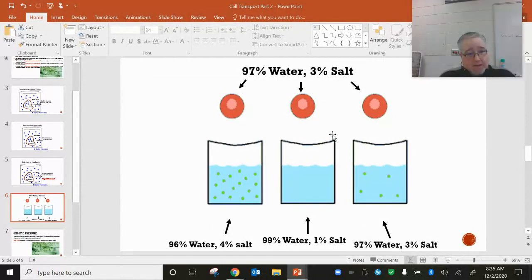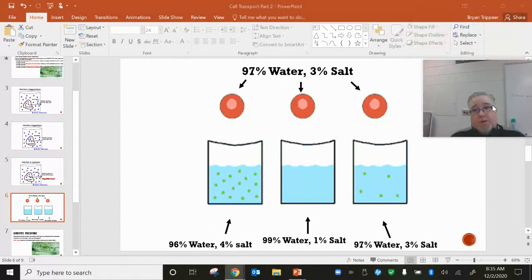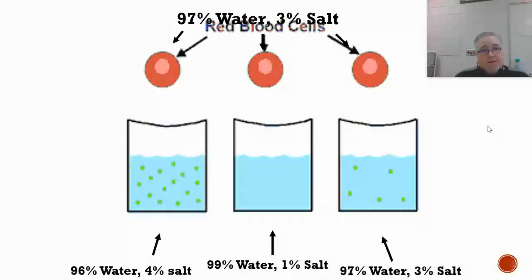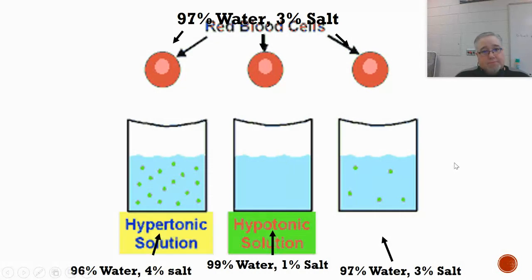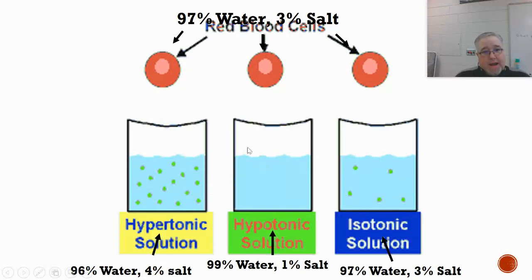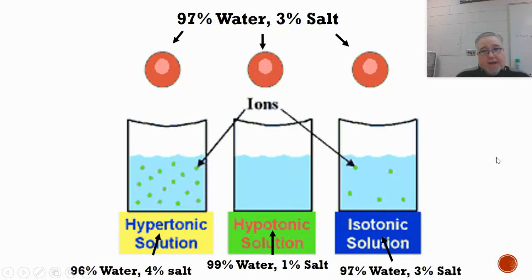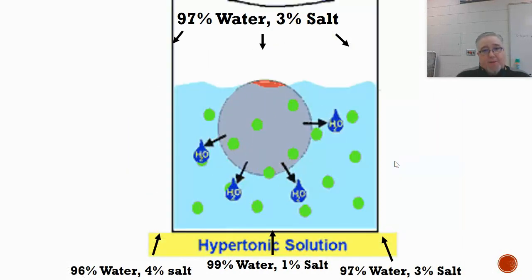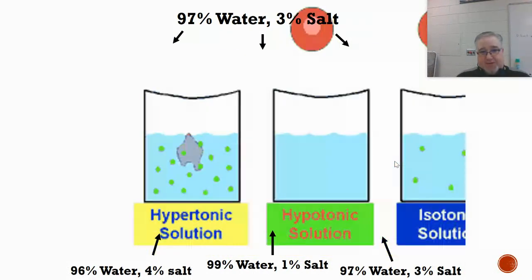So let me play the animation here for you, and you'll see how this works. Okay, so again, there's our cells. We're going to put the first one in. So this is our hypertonic solution over here on the left.